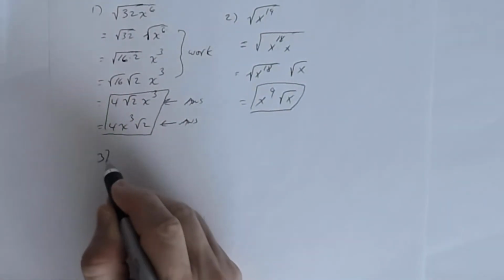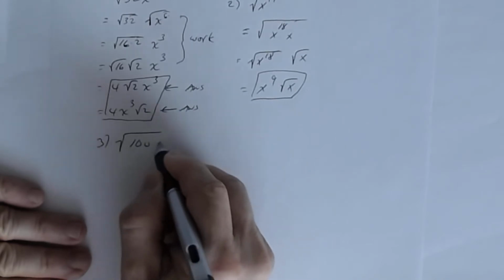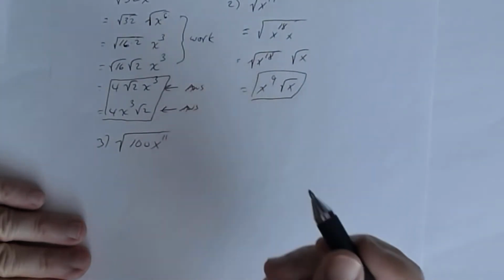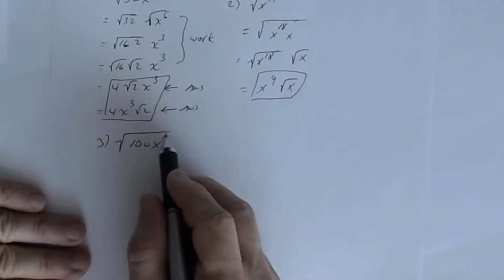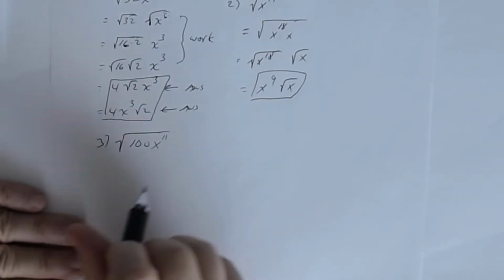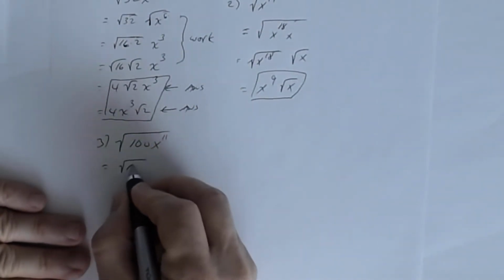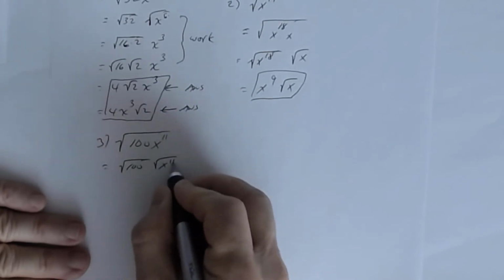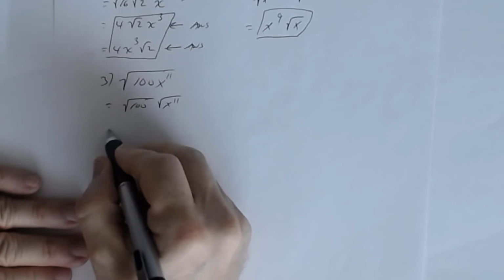All right, number 3, you have the square root of 100, x to the 11th. All right, so see the square root of 100, that's going to be the easy one. This not so easy because 11 is not divisible by 2. But we're going to use this idea we did here. So using a product rule, this becomes the square root of 100 times the square root of x to the 11th. The square root of 100 is 10 because 10 times 10 is 100.